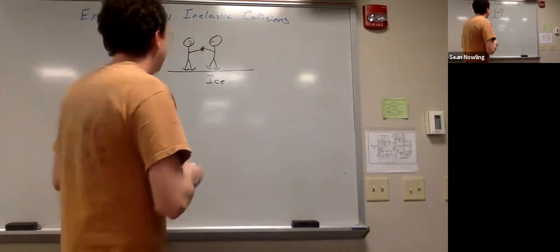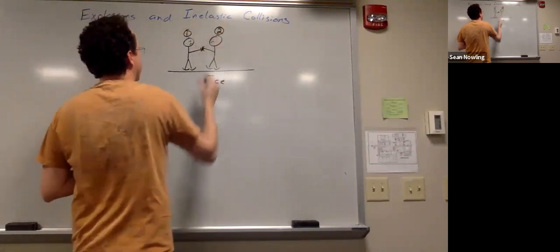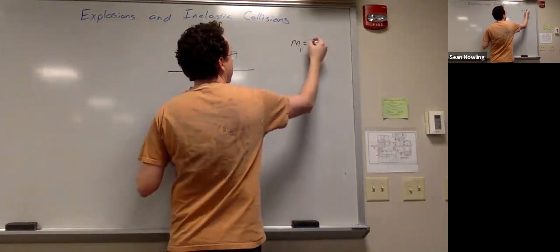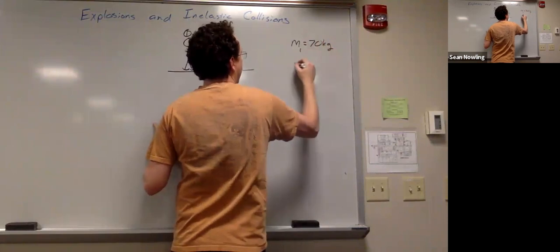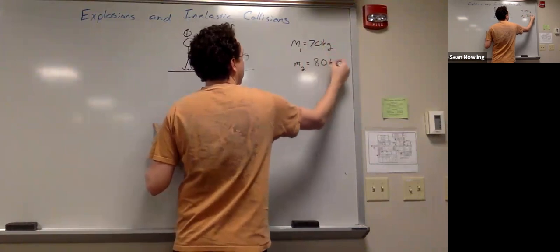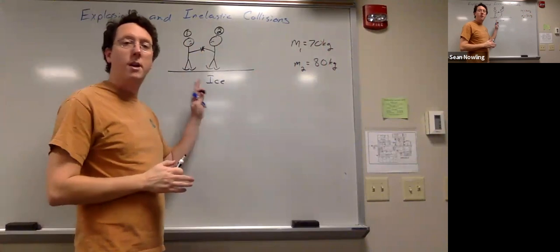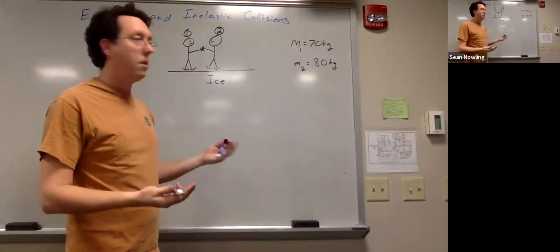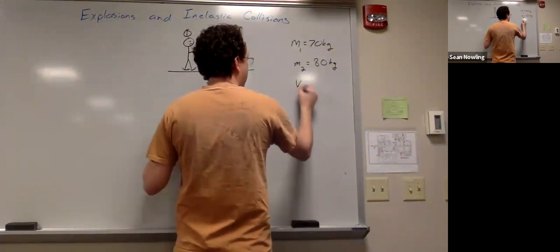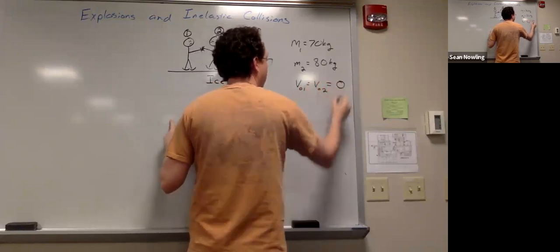So let's imagine that this person is labeled with a 1, and this person is labeled with a 2. And I'm going to go ahead and say that the mass of person 1 is 70 kilograms, and the mass of person 2 is 80 kilograms. And we're going to assume that initially they were at rest. They were just stationary, not moving anywhere. So the initial velocity for 1 equals the initial velocity for 2 equals 0.